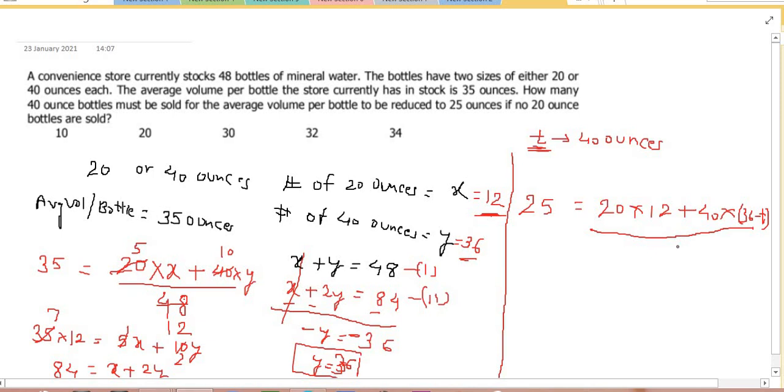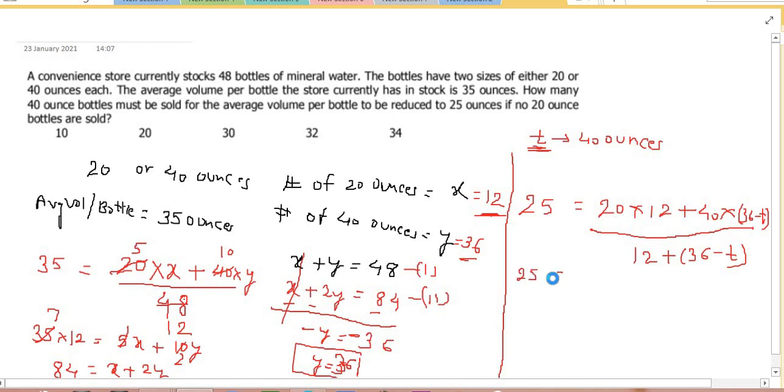Now this entire thing is divided by the number of water bottles, so this will be 12 plus, now out of 36 we have actually sold t. Now we have to find the value of t, and that t will be the number of 40 ounce bottles that were sold. Okay, so let's simplify this. Since we want to avoid working with bigger numbers, let us do it like this.